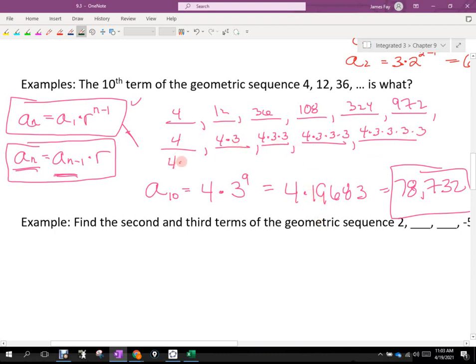Well, this is 4 times 3 to the 0. This would be 4 times 3 to the first. This is 4 times 3 to the second, this is 4 times 3 to the third, and this is 4 times 3 to the fourth. If this is position, let me do it in a different color, if this is n equals 1, this is n equals 2, this is n equals 3, n equals 4, n equals 5, how does this exponent relate to that n?